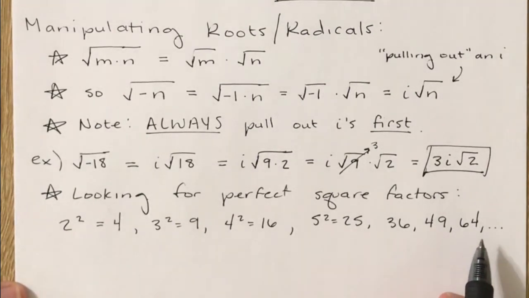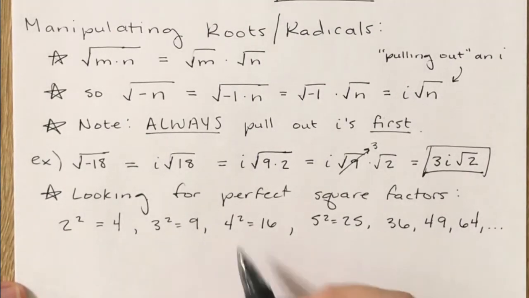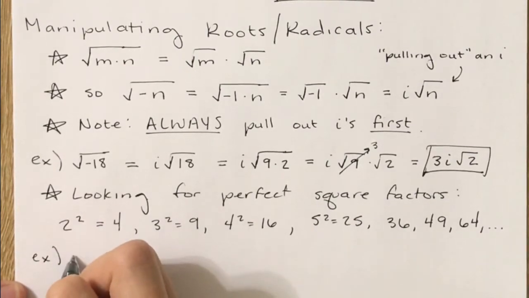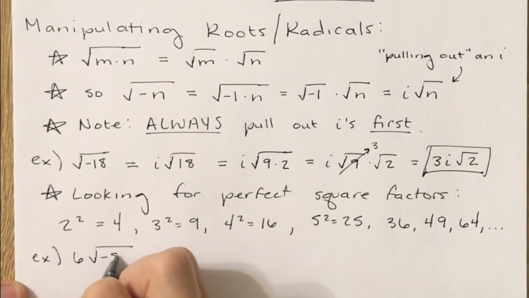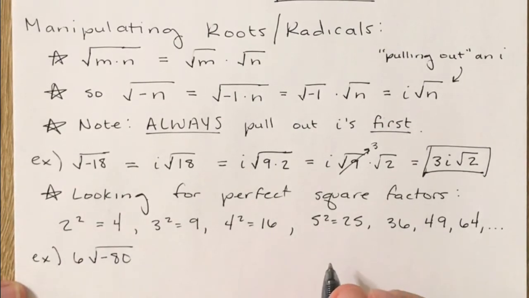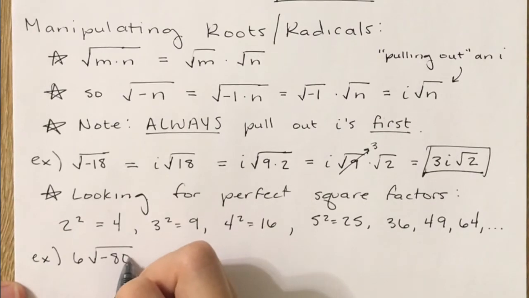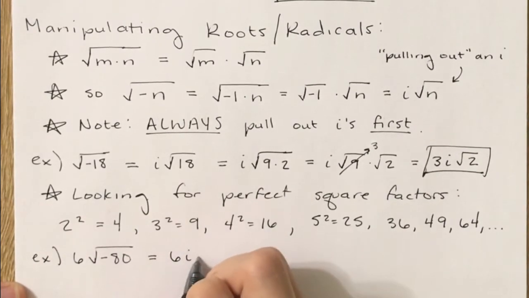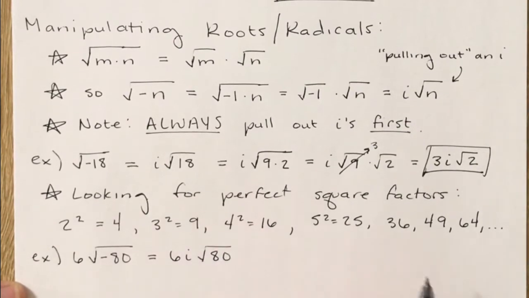So we want to look for when these are factors of a number that's under the square root. So, for example, let's say we were looking at 6 times the square root of negative 80. First of all, before we do anything else, we want to pull out the i. So we have 6i times the square root of 80.